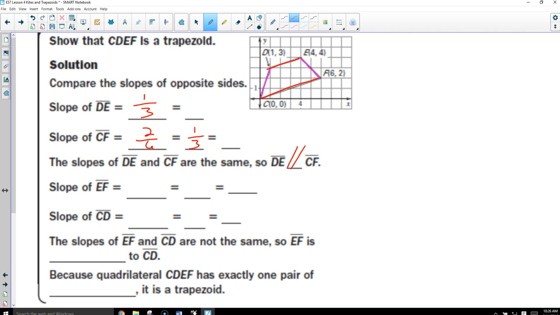So the slope of EF, I'm going down 2 over 2. So that's a slope of -1. And the slope of CD, I'm going up 3 over 1, which is a slope of 3. So since they're not the same, EF is not parallel to CD. So because they have exactly one pair of parallel sides, it is a trapezoid.